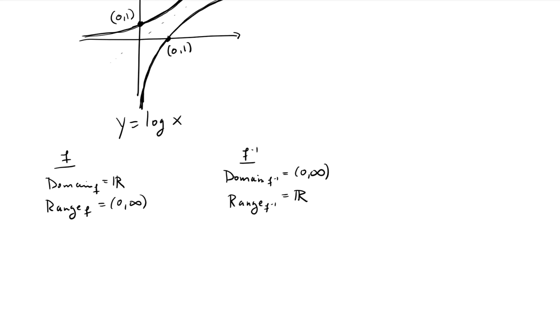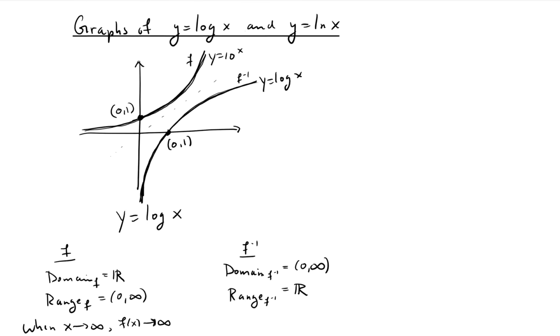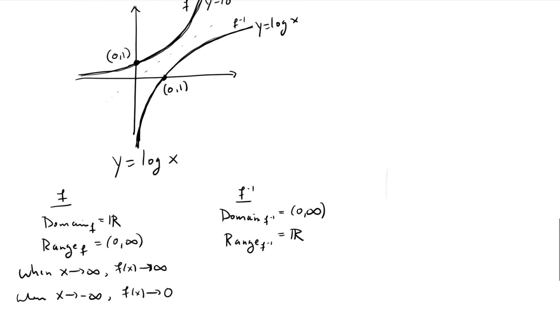What else? We can look at behavior at infinity. So for the exponential function, when x goes to infinity, f of x also goes towards infinity. That's because the base, which is 10, is above 1. We also have the behavior at minus infinity. When x goes to minus infinity, f of x goes where? It goes towards 0, right? Because the values are getting really close to the x-axis as you move towards minus infinity.